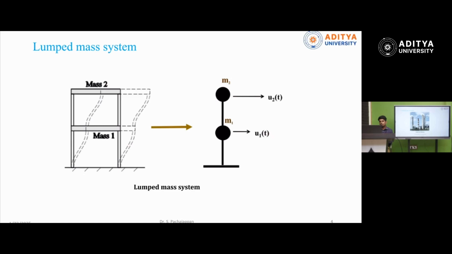So for example, I have taken the chimney here, an industrial chimney. The mass is distributed along the height of the structure. So we cannot lump the mass here, and the equation becomes very complex here.